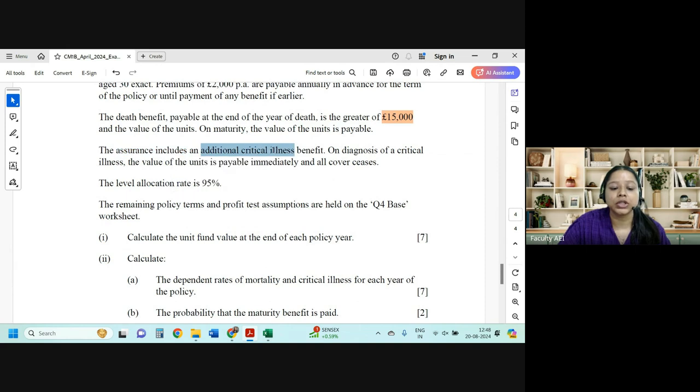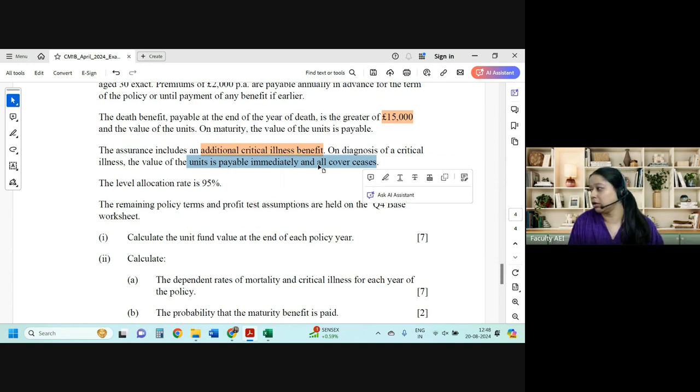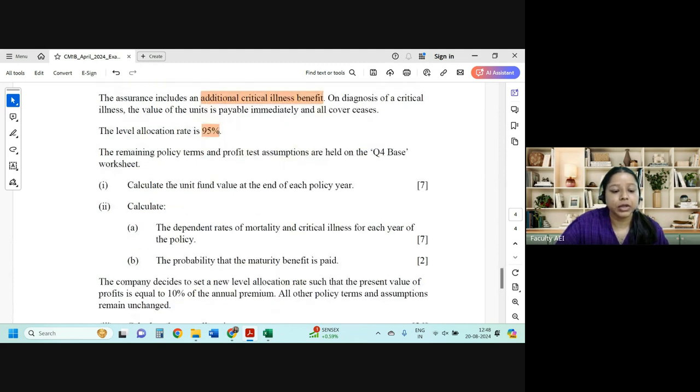At maturity, the value of units is payable. The assurance includes an additional critical illness benefit. On diagnosis of a critical illness, the value of the units is payable immediately and all the cover ceases. So it's similar to surrender. If there is a critical illness, whatever unit funds are accumulated, you will pay that and the policy will end. Level of allocation, remaining policy terms and profit test assumptions are given.